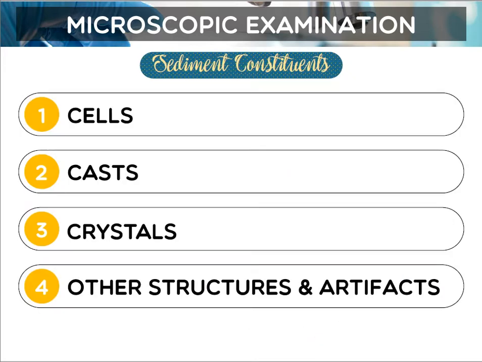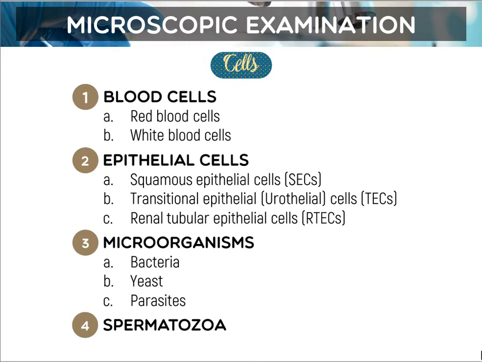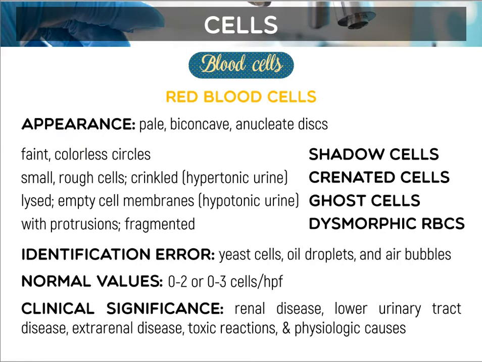Okay, so we have your microscopic examination, your sediment constituents. We have a lot actually. So we have your cells, your cast, your crystals, and other structures and artifacts or your contaminants. Okay, so first we'll discuss your cells. So daghan pud kitang cells, they are subcategorized under blood cells, epithelial cells, microorganisms, and lastly your spermatozoa. Okay, so we'll discuss them one by one.